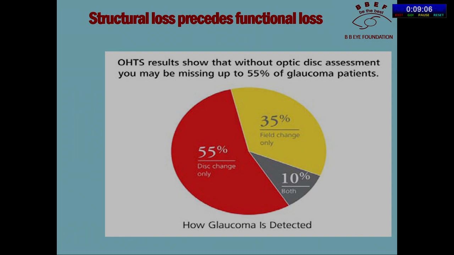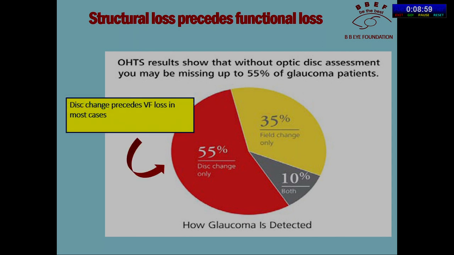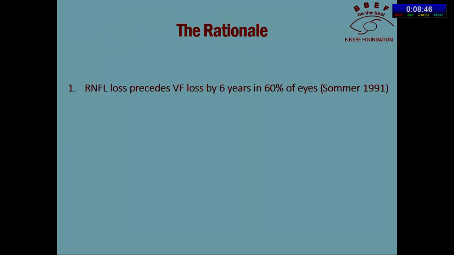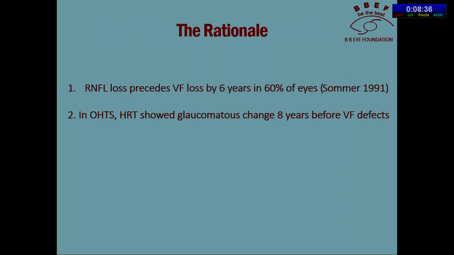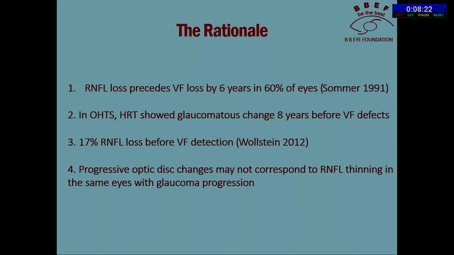So structural loss precedes the functional loss, we all know that. Again, in the OHTS study, it has been found that with optic disc assessment, you may be missing up to 55% of the glaucoma patients. So this change precedes visual field loss in most of the cases. So what next? The rationale: retinal nerve fiber loss precedes the visual field loss by 6 years in 60% of the patients. These are some of the studies. In the OHTS study, HRT showed the glaucoma changes 8 years before the visual field, with 17% of the retinal nerve fiber loss before visual field detection. Progressive optic disc changes may not correspond to the RNFL thinning in the same way with glaucoma progression also.